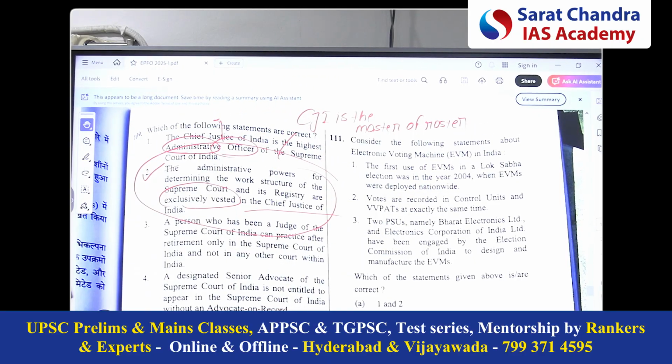He is the master of roster. దాని డెఫినేషన్ ఇది. వాట్ ఈస్ మాస్టర్ ఆఫ్ రోస్టర్ మీన్స్ ది వర్క్ అలొకేషన్, ఎవరికి ఏ వర్క్ ఇవ్వాలి, ఏ జడ్జి ఏ జ్యుడిషియల్ బెంచ్కి ఏ కేసు ఇవ్వాలి, విల్ బి డిసైడ్ బై CJ. సో దట్స్ వై దిస్ ఇస్ ట్రూ.